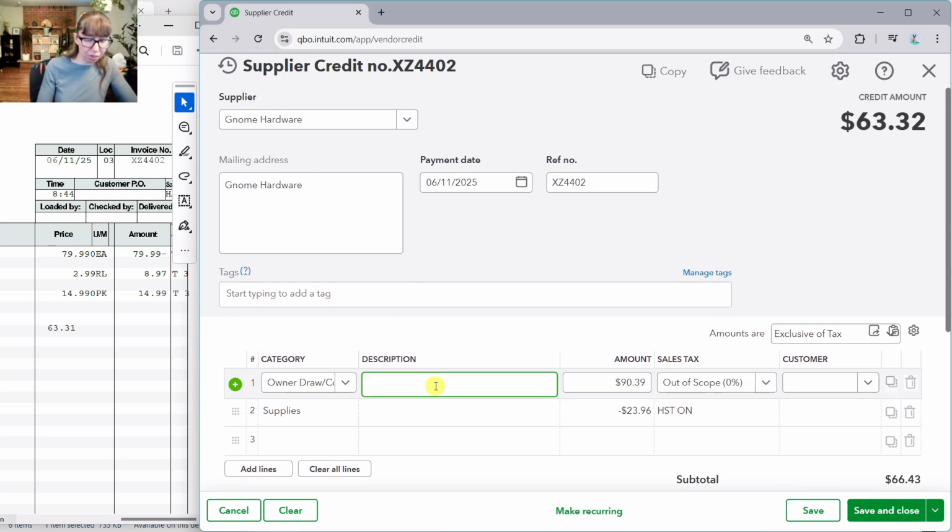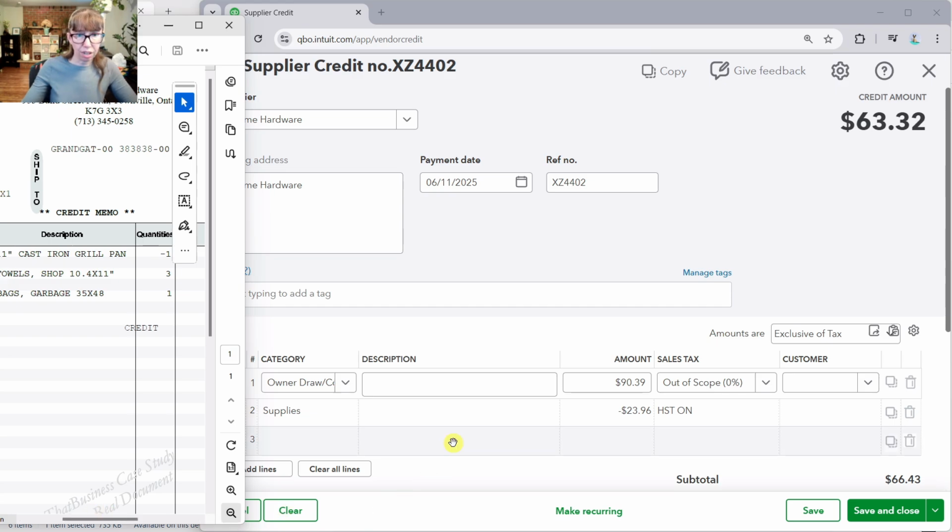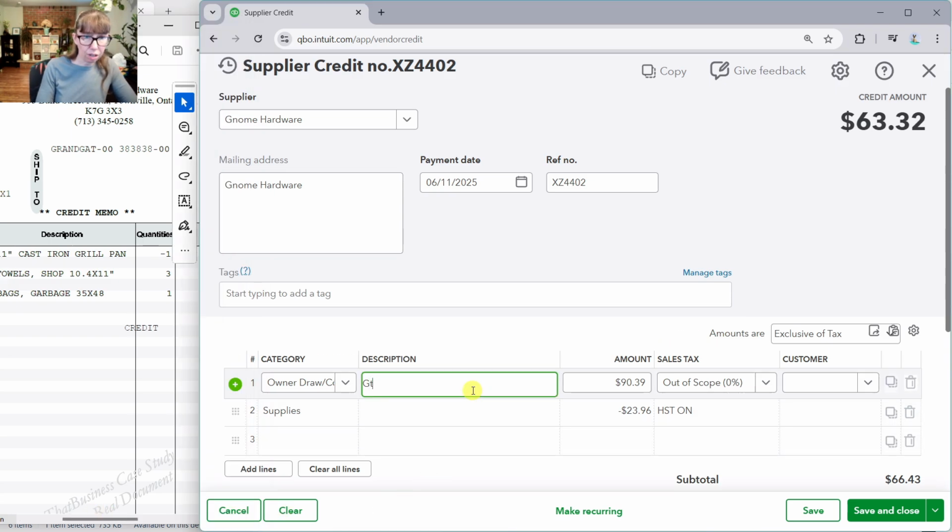Something else that we can do is we can just put in here that this was the grill pan returned. I kind of like saying a bit of a description whenever we hit up the shareholder draw or the owner draw account, just so that when somebody's reviewing that account, which can be very important, they sort of know why those transactions are going in and out of there.